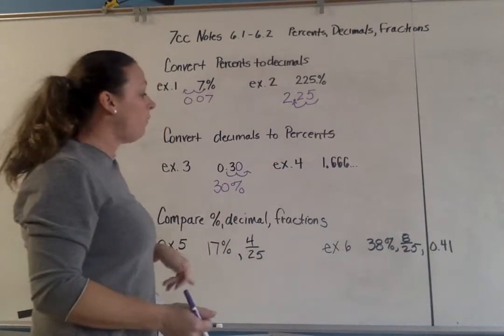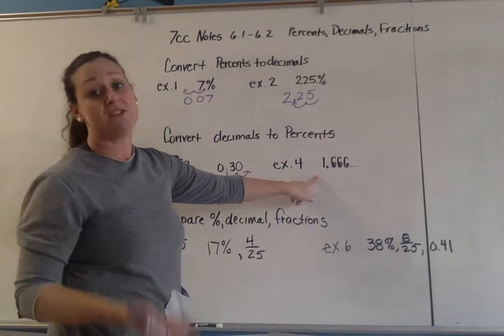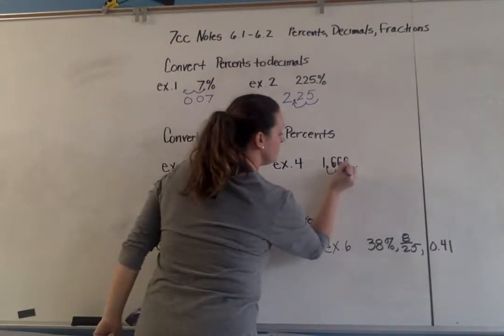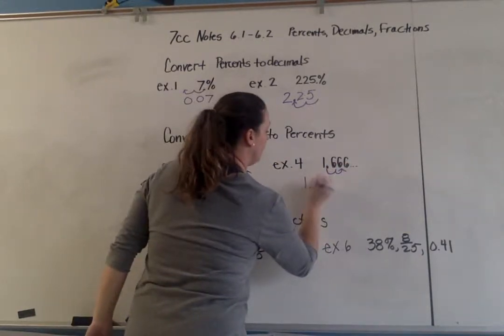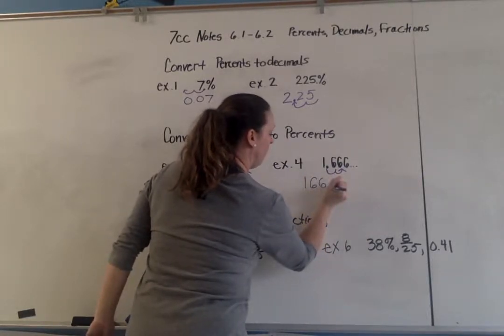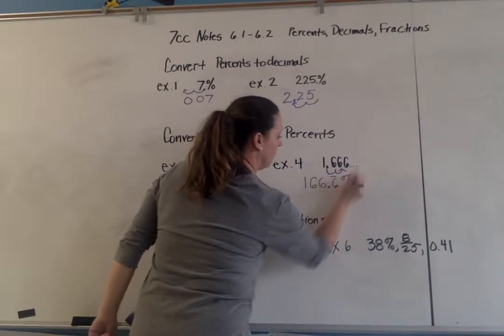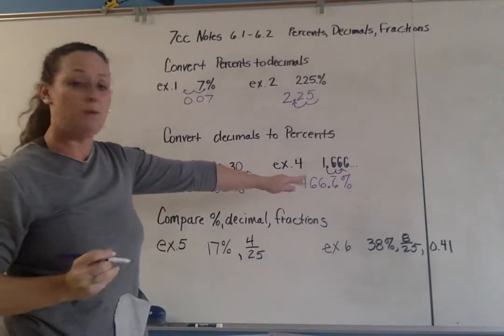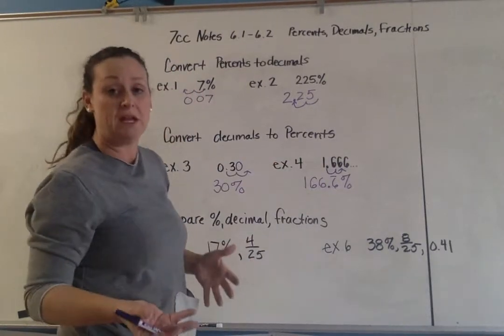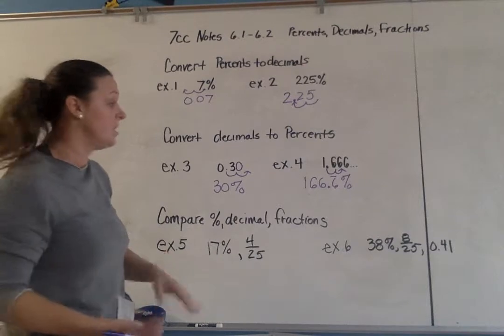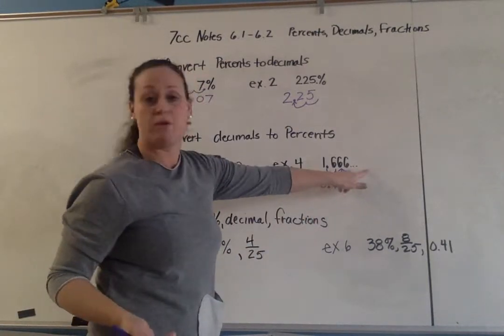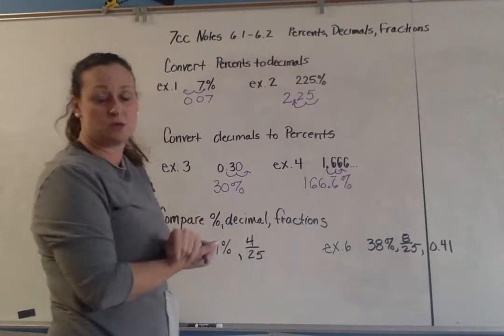So in example 4, I know it's greater than 1, so I know my percent has to be more than 100%. I move it 2 places to the right for 166.6 repeating percent. Because if I were to look at this, that's 1 and 66 hundredths repeating. And remember, a percent is out of 100. And as you've noticed, because there are the 3 dots there, I've indicated that the 6 is repeating with a bar over it.